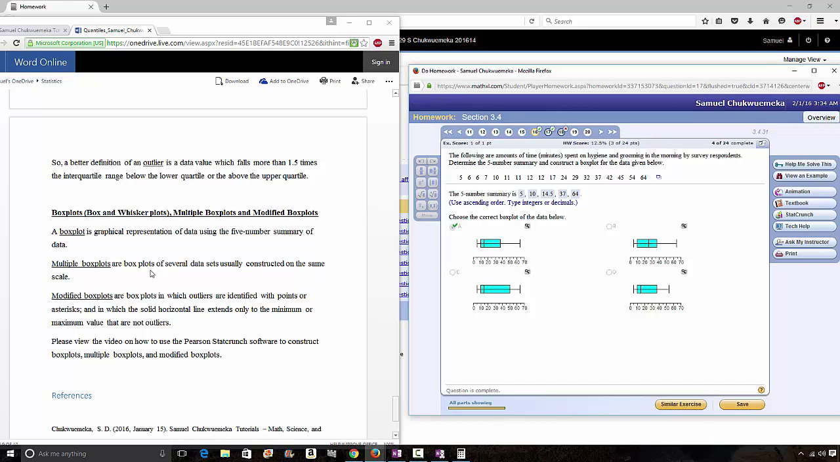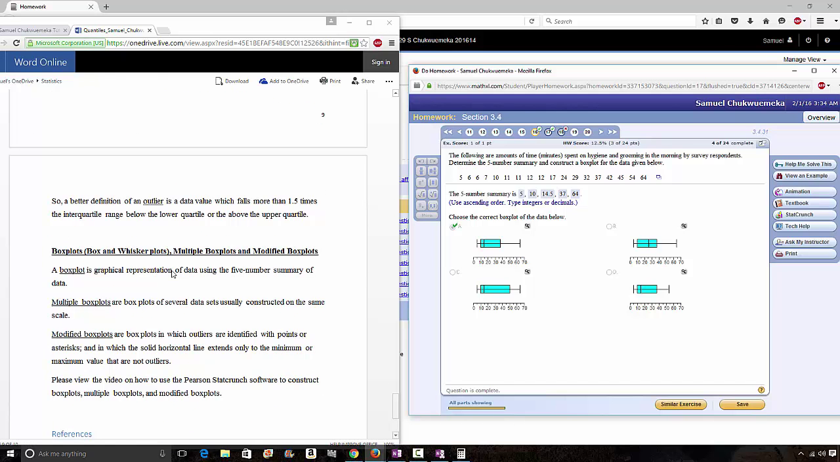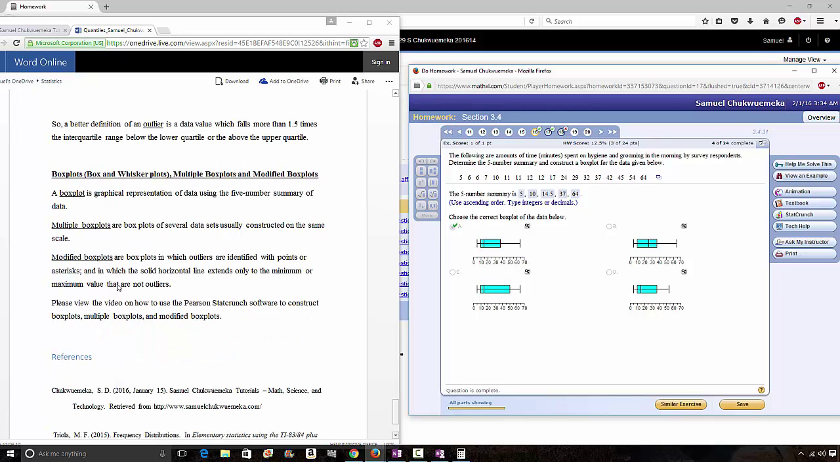Multiple box plots are box plots you can construct on the same scale, where you have different data sets and you want to observe and compare the two data sets. You could use multiple box plots. And the modified box plots are those box plots that indicate the outliers. If there's an outlier, it will be indicated by points or asterisks.